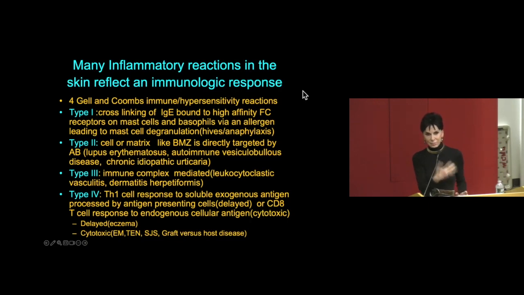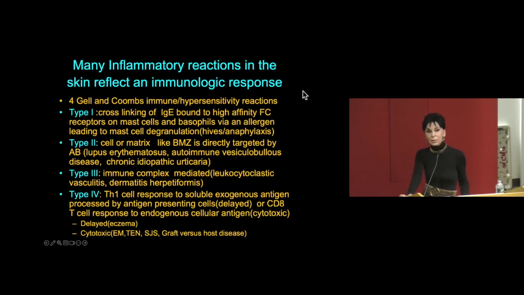Type 2, which is a very important type of hypersensitivity that we see in the skin, is where you have antibodies that are targeting cell or matrix, like the basement membrane zone. And that would be best exemplified by lupus erythematosus and any of your autoimmune vesicular bullous disorders, as we'll talk about in greater detail, and actually chronic idiopathic urticaria.